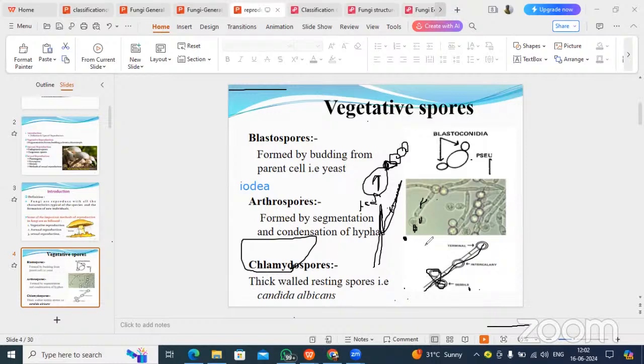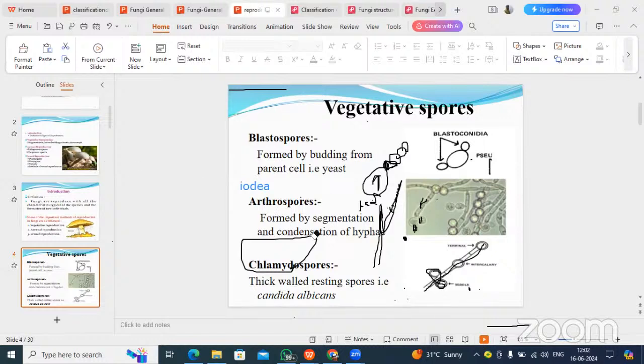You know Candida albicans. Itches, rashes. Itches caused by Candida, candidiasis. Yes, that is due to Candida fungi.